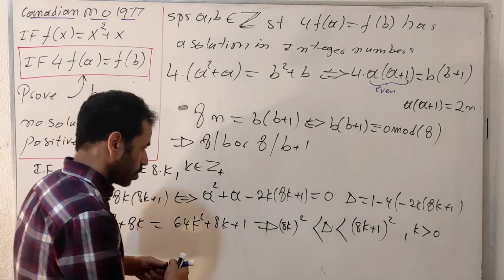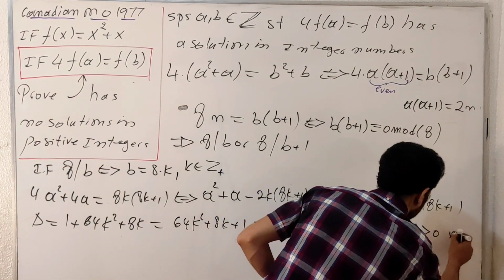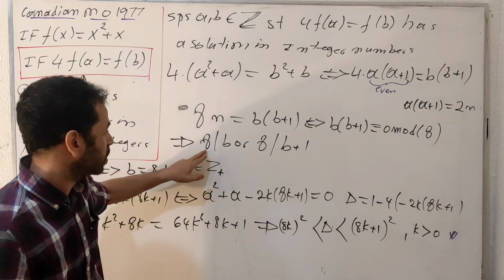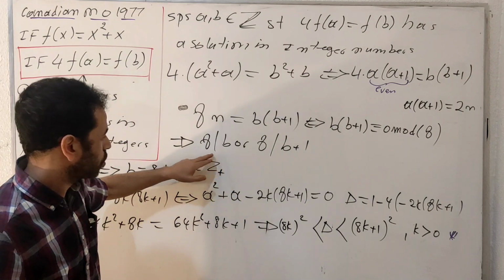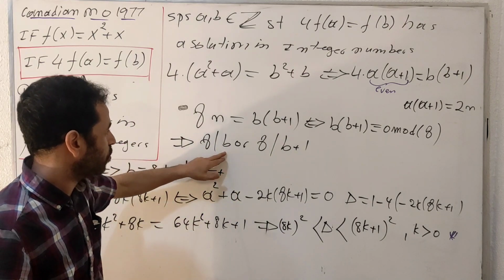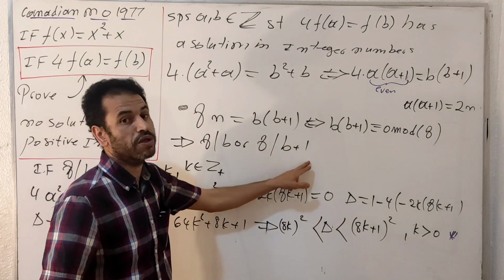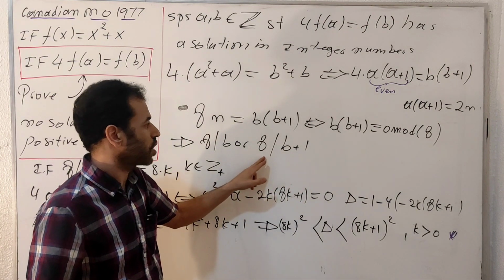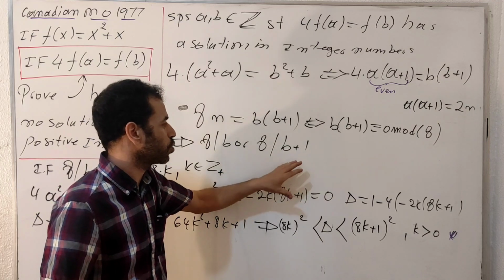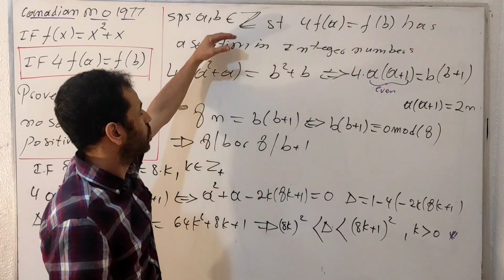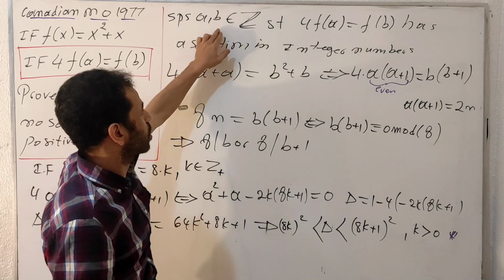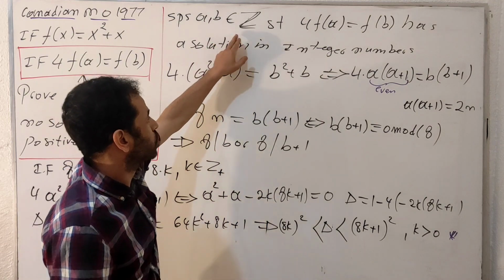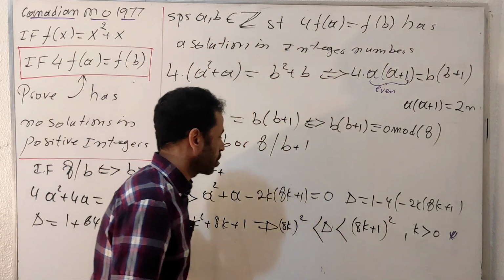This is a contradiction, which means we have contradicted "8 does not divide b". Since we have this contradiction, 8 divides b, which means 8 divides b plus 1. But if we also find that 8 does not divide b plus 1, then in both cases we have a contradiction, which means the assumption that we have chosen before was not true, so we have no solutions for this equation in integer numbers.